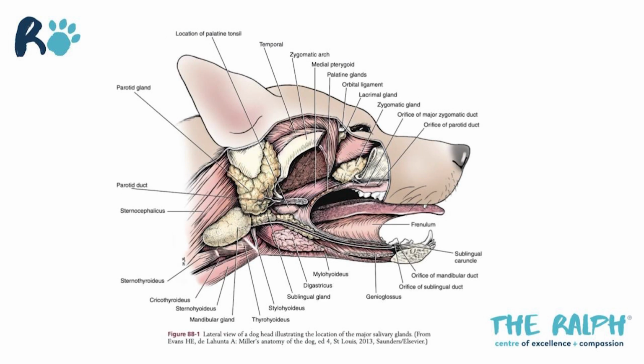So this is a nice photo showing the location of the major salivary glands. Here we see a dog, but it's the same in cats and dogs. So this is the parotid salivary gland. I hope you can see it, otherwise I can point to the screen. It's located superficial to the vertical ear canal, as you can see.